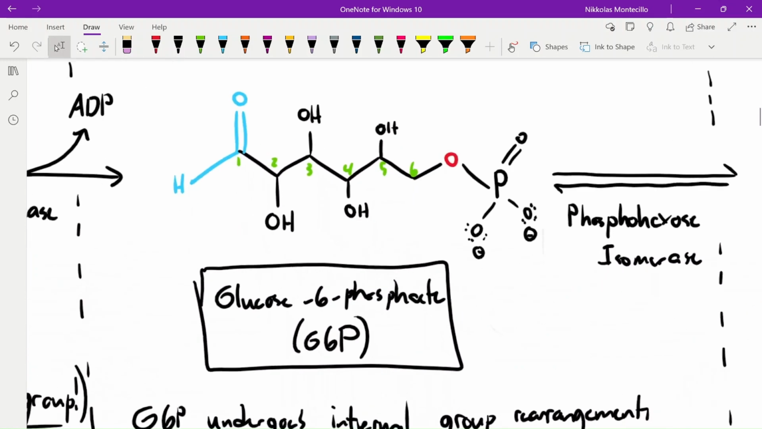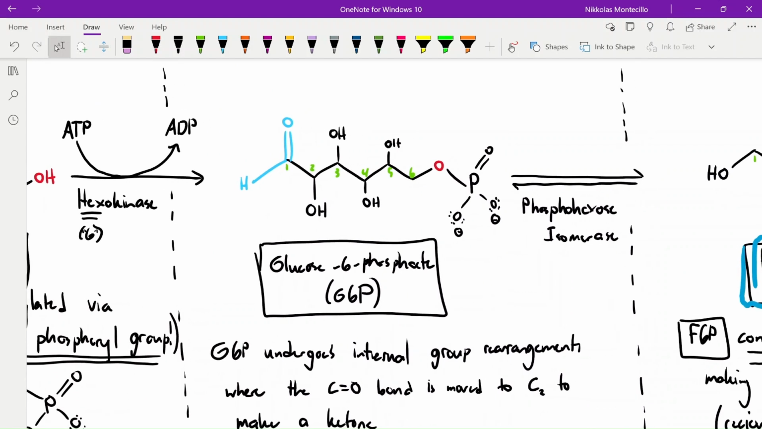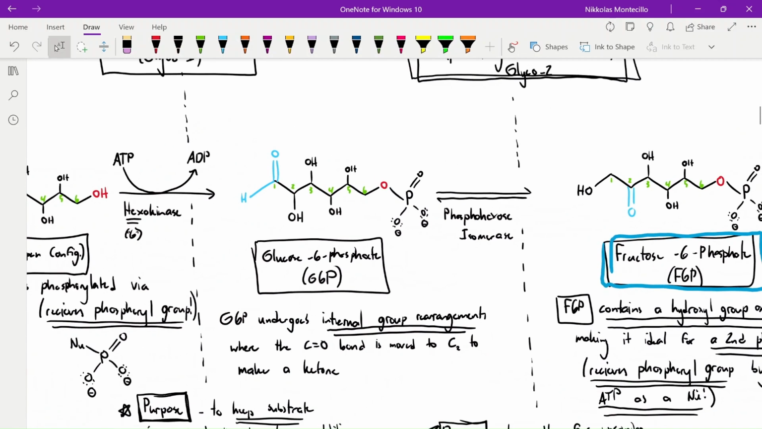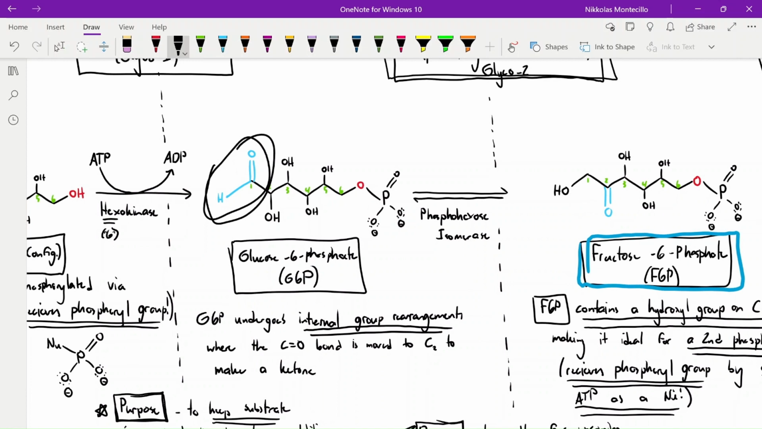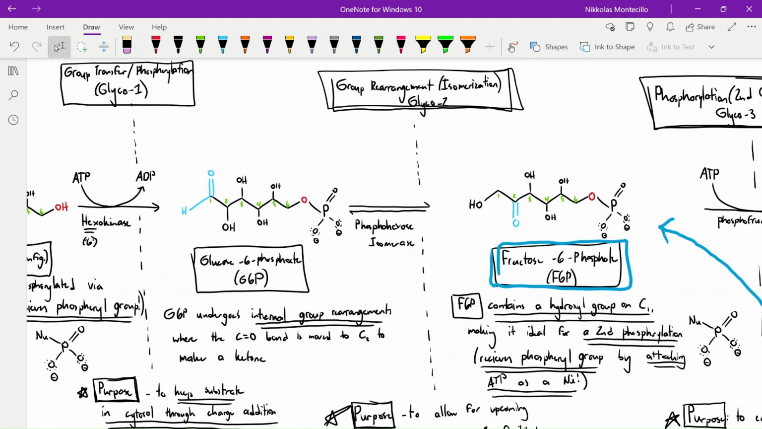Okay, so in the second step, we call this Glyco 2. We see that glucose 6-phosphate will undergo an internal group rearrangement. That's a very key thing that we have to understand here. An internal group rearrangement just refers to the isomerization of a molecule, where the C double bond O bond is this thing right here. We can see that the functional group here currently exists as an aldehyde. C double bond O is moved to carbon 2 to make a ketone. Okay? So we see here that there's an internal group rearrangement, and this is facilitated by the enzyme isomerase. Okay? This is essentially what Glyco 2 is. Isomerase facilitates the conversion of G6P to F6P. Okay?